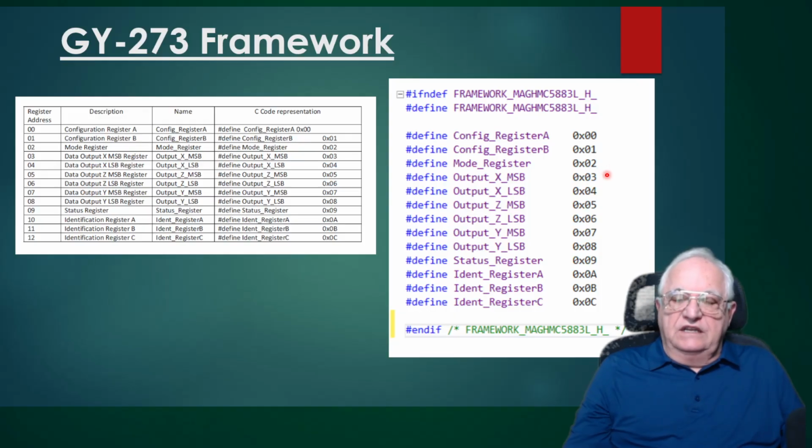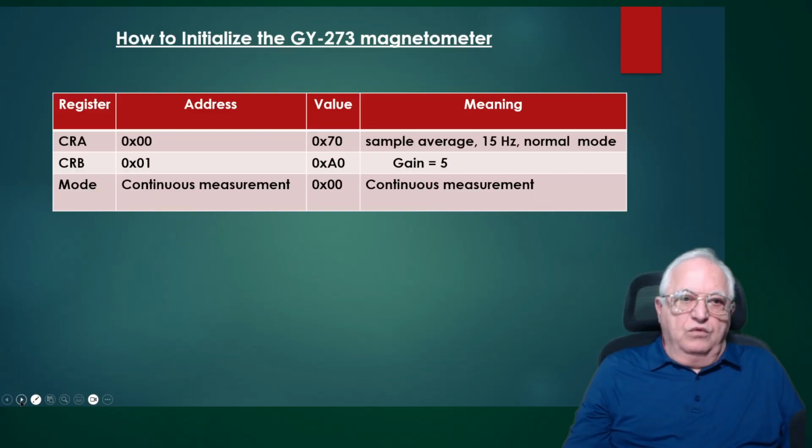Another thing here is that registers 3, 4, 5, 6, 7, and 8 contain the X, Y, and Z data. When we request the data, we have to make sure that the way we initialize it, we put these parameters in this same sequence. So let's look at how we're going to initialize. We have register A, register B, and mode.